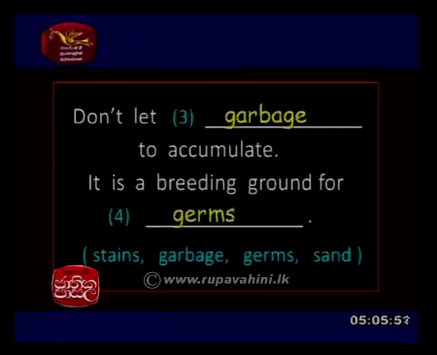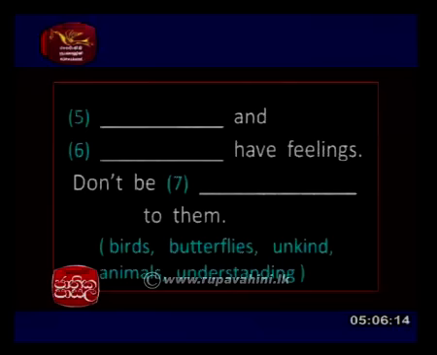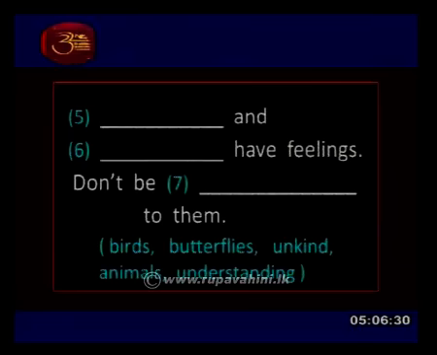Third one. Yes, Andrea? Blank and blank have feelings. Don't be blank to them. Right. Now, shall we read the words as well? Birds, butterflies, unkind, animals, understanding. All right. I think it is a little confusing because the first blank and another blank have feelings. So, naturally it should be somebody or something which has feelings, and don't be blank to them.